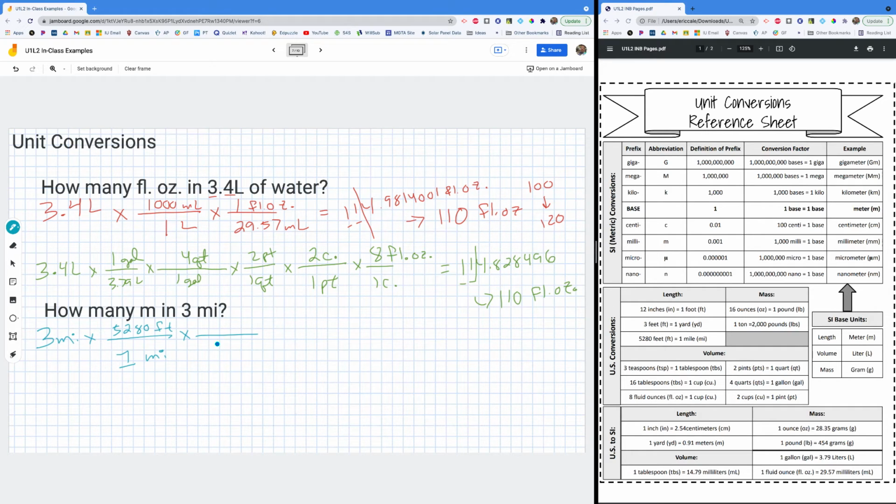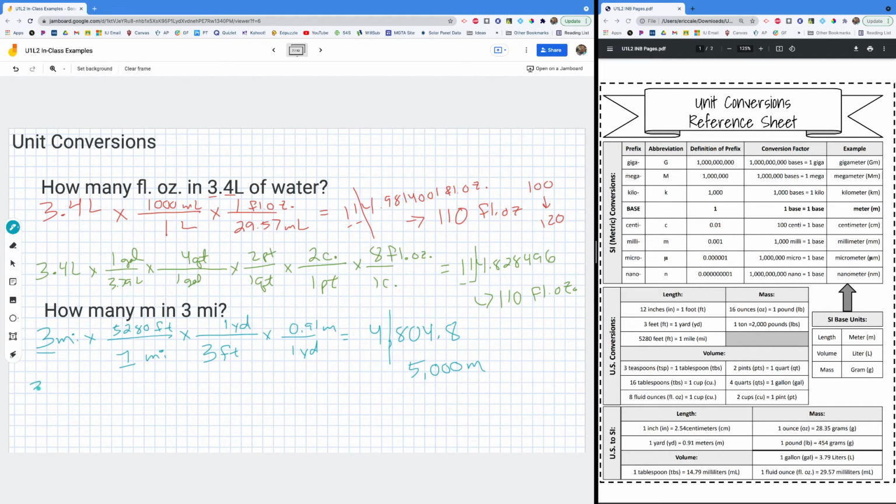3 feet is 1 yard. So 3 feet in 1 yard. And then for every 1 yard, there's 0.91 meters. And this gets you 3 times 5280, divided by 3 times 0.91. And you get 4,804.8. We only had 1 sig fig, so we're going to cut it off here. That would round to 5,000 meters.